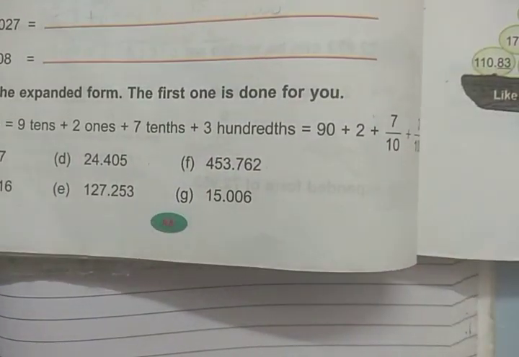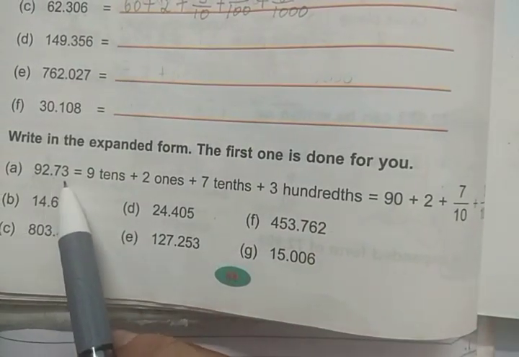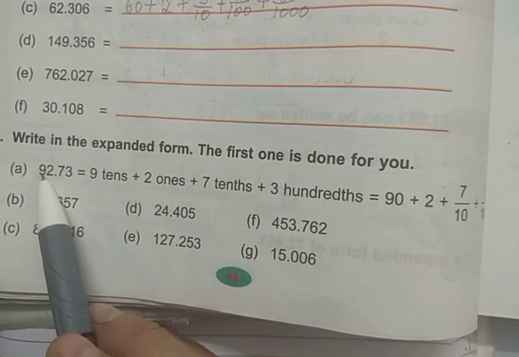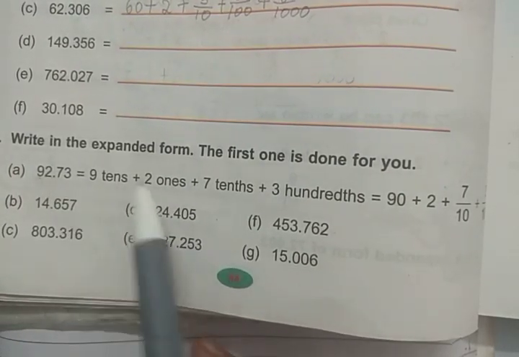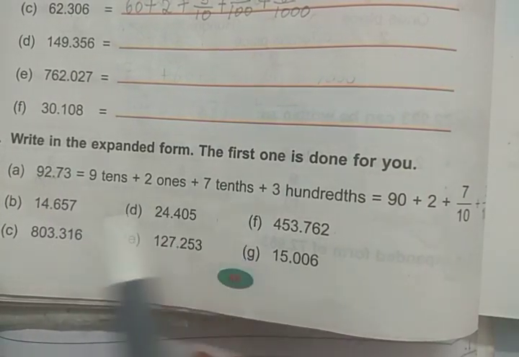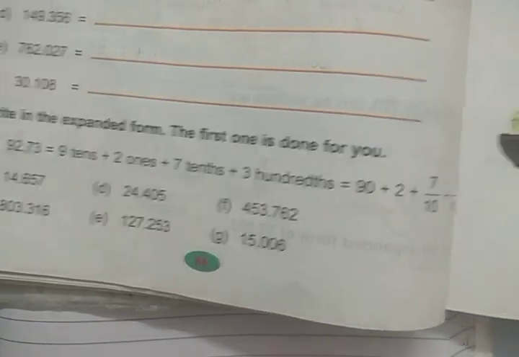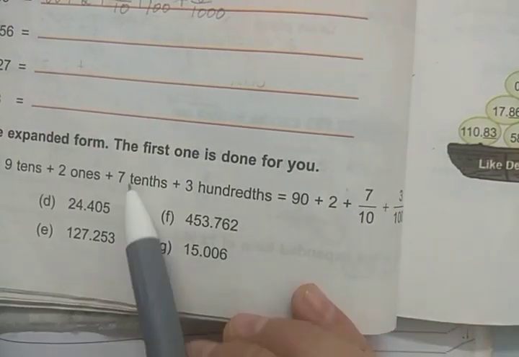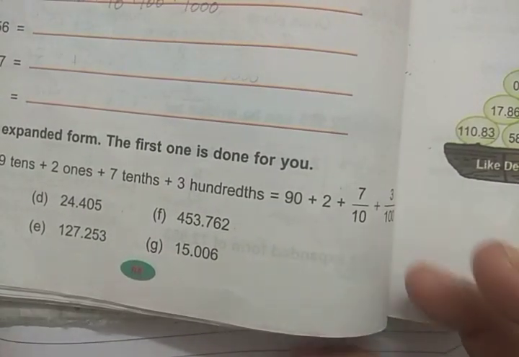And similarly, the expanded form in two ways. How can we write? 92.73. So first of all, we have written the digits with their places. That means 9 is in tens place, so 9 tens plus 2 ones plus 7 is in tenths place, so 7 tenths and 3 hundredths, and then write in this form. So 9 tens means 90, 2 ones means 2, 7 tenths means 7/10, 3 hundredths means 3/100.